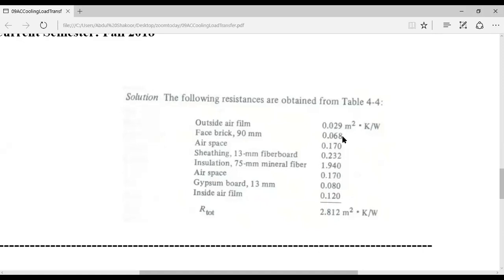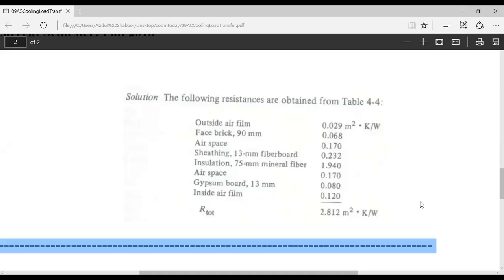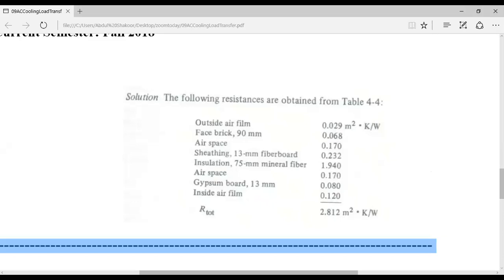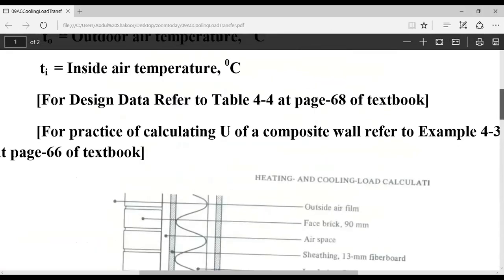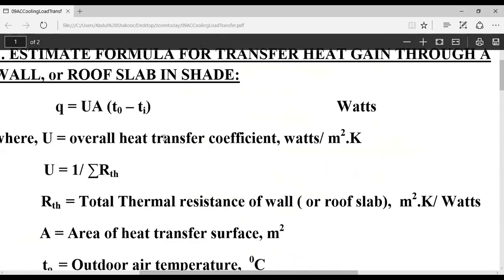You can see the air film outside has a different value than inside. Inside air resistance is more than outside, because outside air is turbulent and its layer is broken, so it causes less resistance to thermal heat transfer. Now, the algebraic sum of all this is 2.821 meter square Kelvin per watt. This is called R total. The reciprocal of R total is called conductance, and that is U, the overall heat transfer coefficient. This will go into the formula Q is equal to U A (T_o minus T_i), and you will know the result.